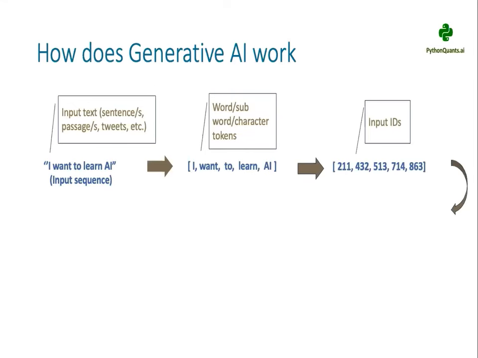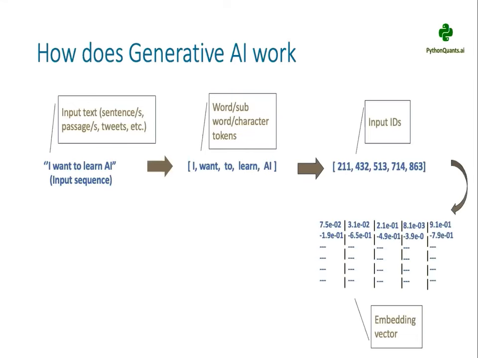Now our input IDs will be transformed into a high dimensional feature vector. This is a high dimensional feature vector containing many, many numbers, which collectively are capturing various features of a word, which help us in understanding the contextual meaning of each and every word and their association with every other word. And these feature vectors are referred to as embedding vectors.